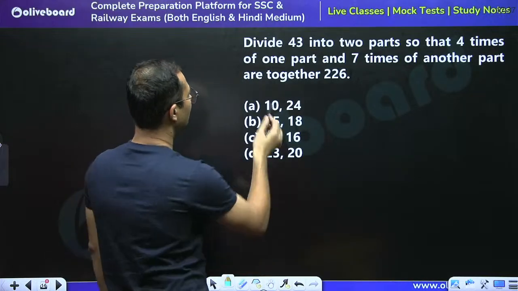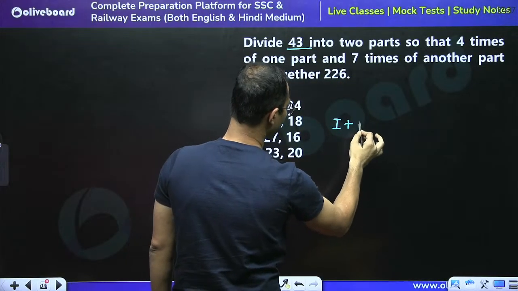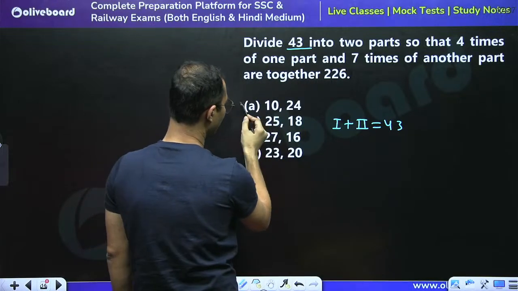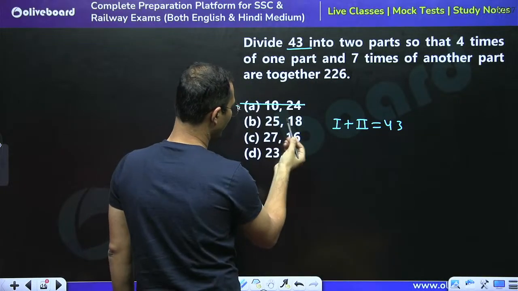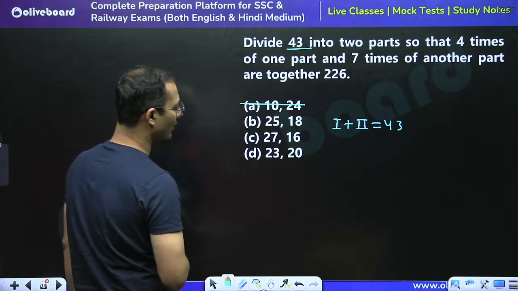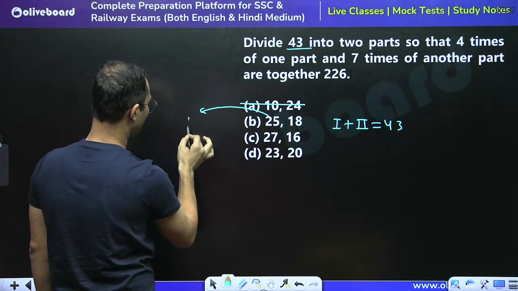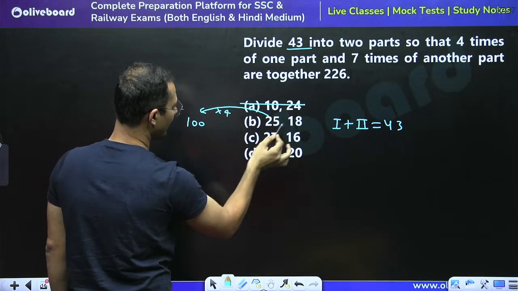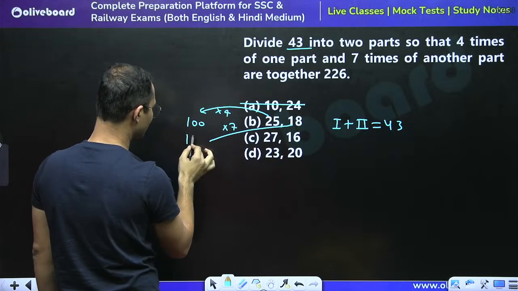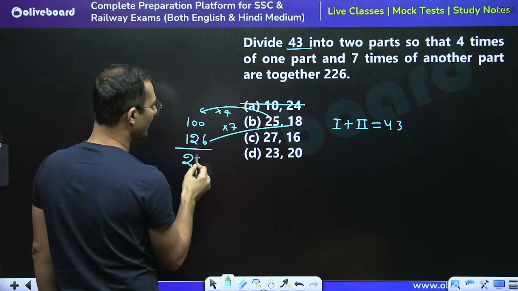First of all, check: we divide 43 into two parts. It means the sum of both parts must be 43. See, 10 and 24 is not 43, so not possible. This is 43, and this is also 43. Now check: 4 times the first means 100, and 7 times the second, so 18 times 7 is 126. And the sum of both together is 226.